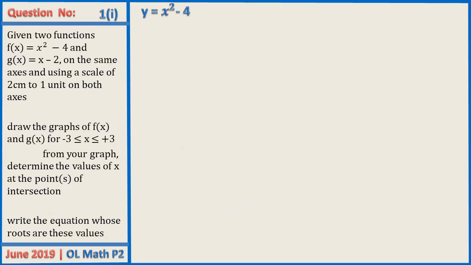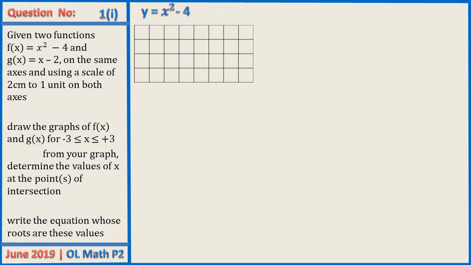So we are given the two functions, x squared minus 4, which is f of x, and x minus 2, which is g of x. In part A, we are being asked to sketch the graphs of f of x and g of x from -3 to +3, and the boundaries are included. So let us start with the function x squared minus 4. You can represent it by y equals x squared minus 4.